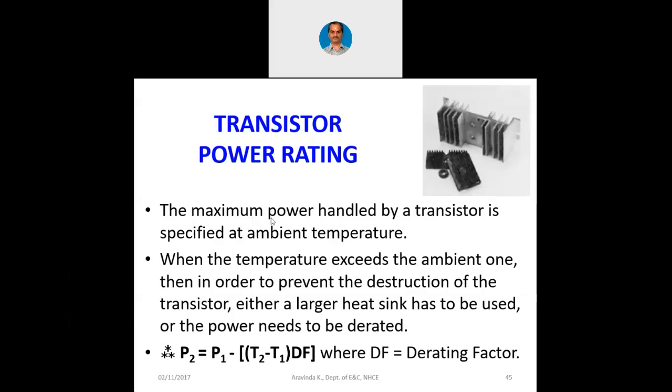So the maximum power handled by a transistor is specified at ambient temperature. Now whenever we say a transistor's maximum power capacity is 2 watts, it means it is at ambient temperature. Whatever is the atmospheric temperature, 25 degrees centigrade or 27 degrees centigrade, in general we take it. At times we take 25 degrees centigrade, at times we take 27 degrees centigrade.